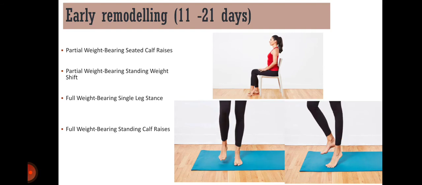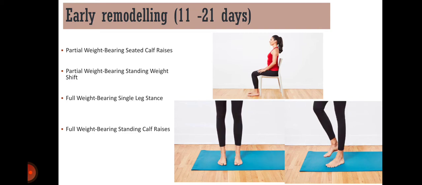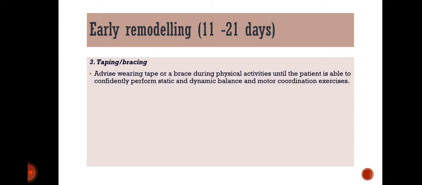Full weight bearing standing calf raises. Ask the patient to stand on the injured foot while lifting the uninjured foot off the ground. Raise up, standing only on the ball of injured foot, that is toes of the injured foot, and lifting your heel off the ground. Hold this position for 15 seconds, relax and put your weight back onto your uninjured foot as seen in the third diagram.